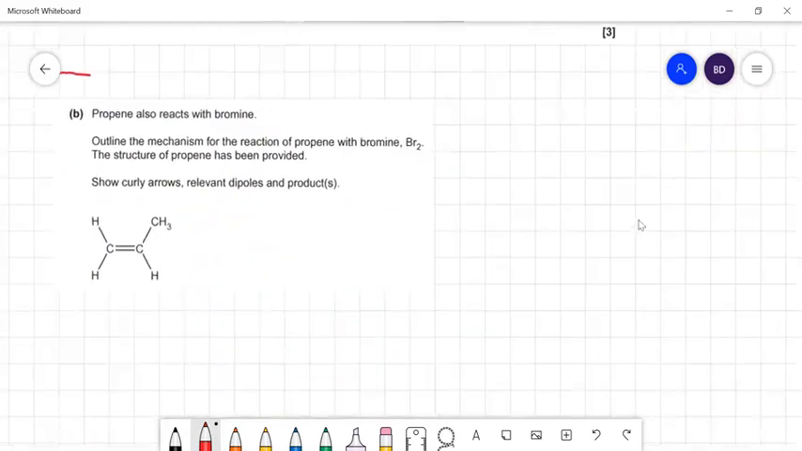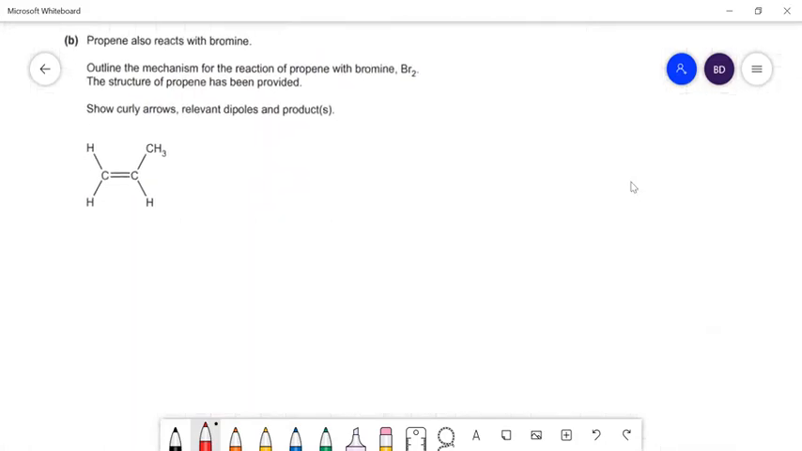Okay, propene also reacts with bromine. Okay, outline the mechanism for this reaction. Show curly arrows, dipoles, and products, usual. Okay, so what happens is, right, we've got a Br2 molecule, which doesn't have a dipole because obviously both bromines have got the same electronegativity, but you get an induced dipole, you remember, because all that negative charge in this double bond there means that you are going to get that become delta positive, partial positive charge.